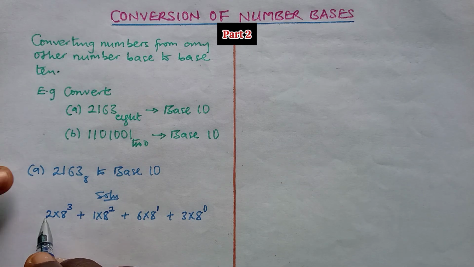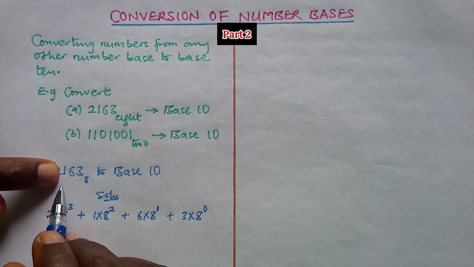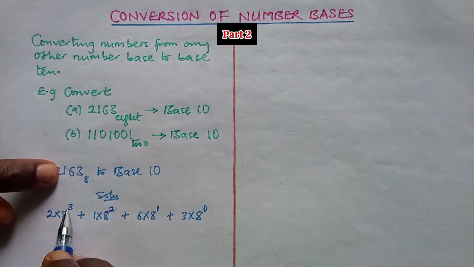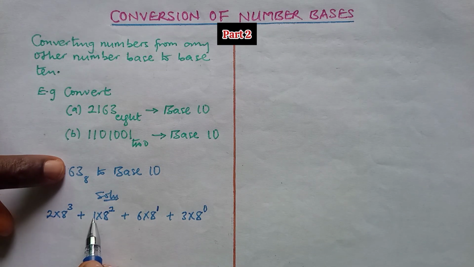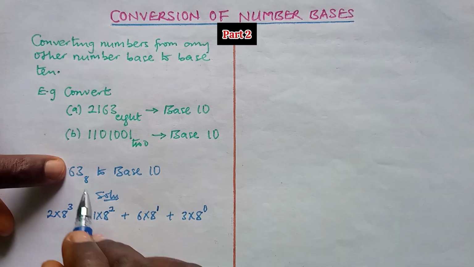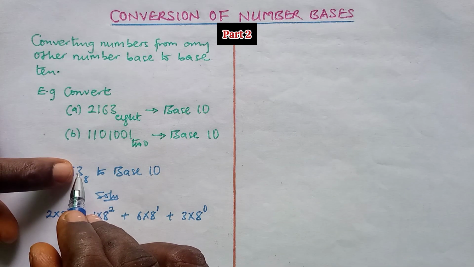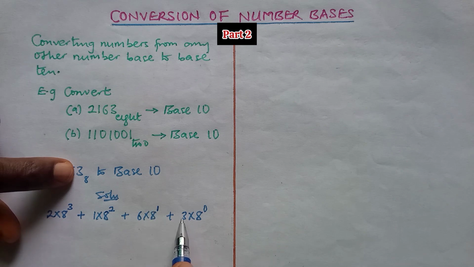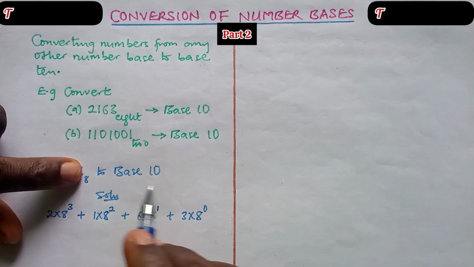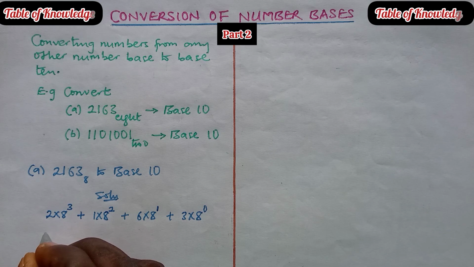The first digit here, which is 2, 2 times 8. The digits remaining are 3. So we say 8 raised to the power 3 plus 1 times 8. The remaining digits are 2. So we say 8 raised to the power 2 plus 6 times 8. We have one digit left, 8 raised to the power 1. And then 3 times 8, no digit again. So we say 8 raised to the power 0.